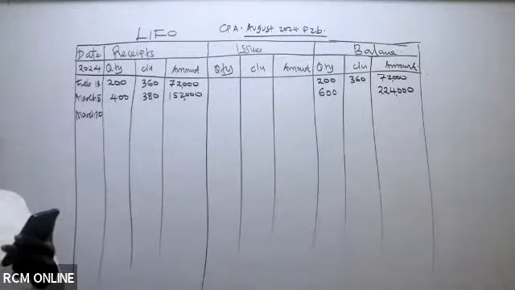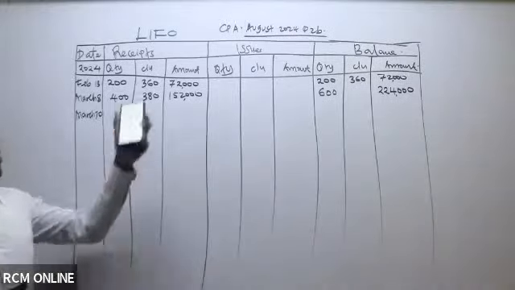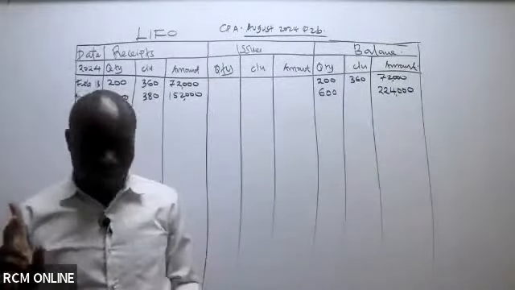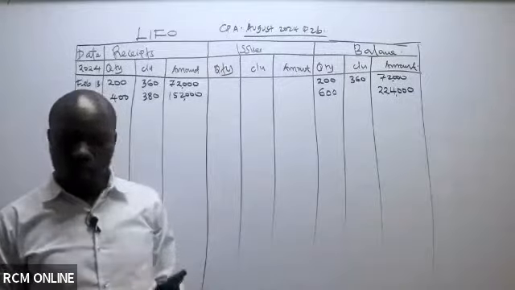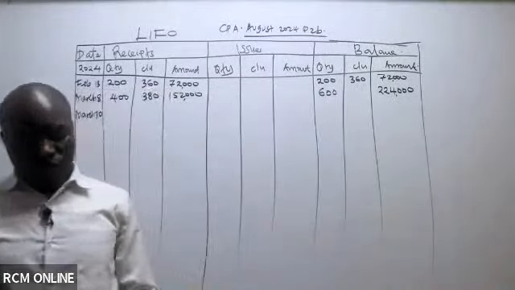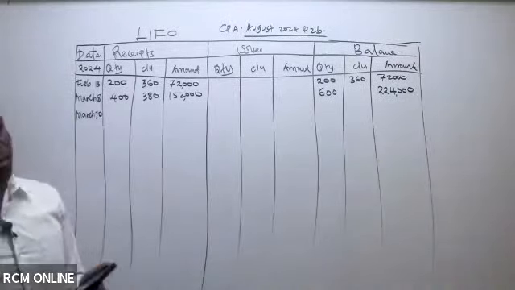On 10th, they sold the powdered milk. What we are preparing here, can you read the question? Roman 1 of this question, what are we supposed to prepare? Store ledger account. Thank you.